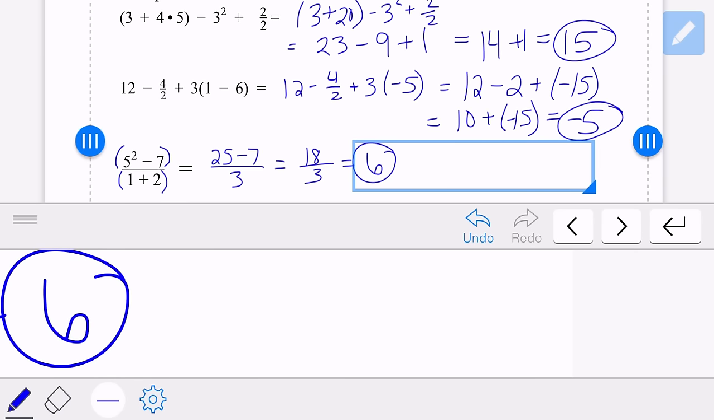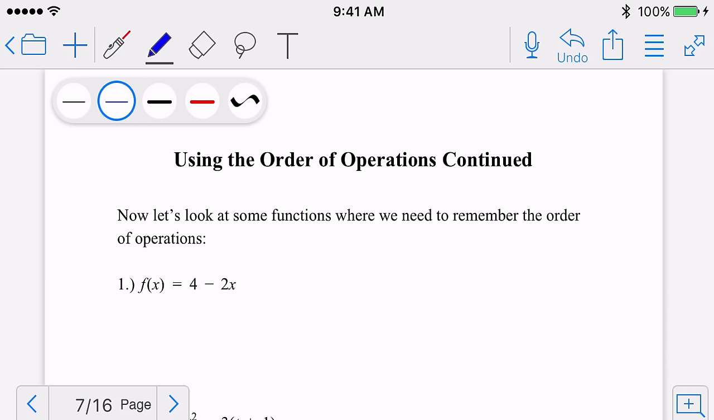Okay, let's move on to the next page. We're going to see how these apply in functions a little bit. So we've got our first function here.